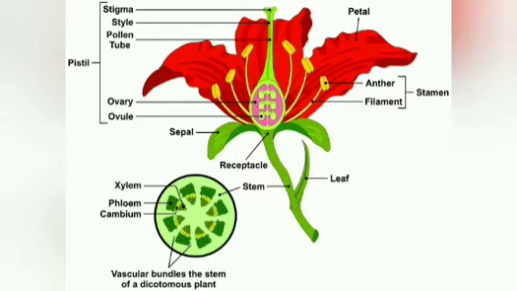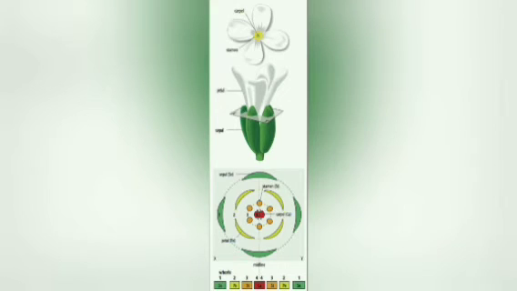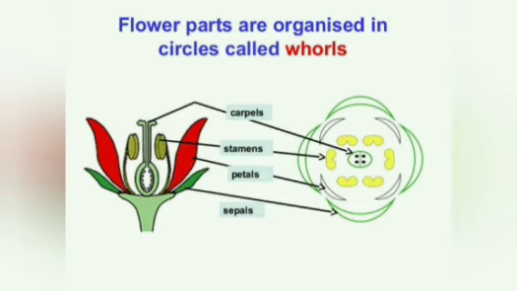Now coming to the flower, if we see, it has 4 circles. If you see here, you will see it clearly. The innermost part is the carpel. Next is the stamen. Then we have the petal and then the sepal.